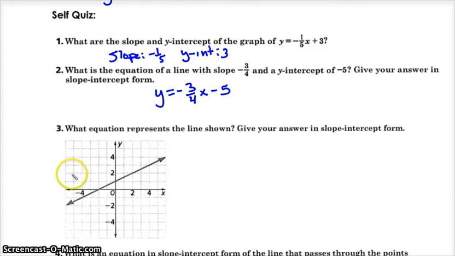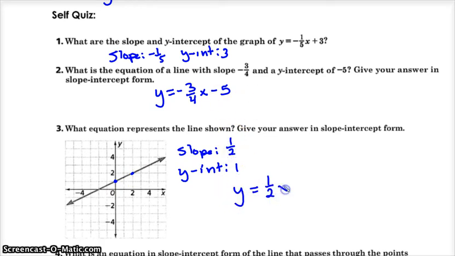In number 3, which equation represents the line shown? You needed to find the slope and the y-intercept. I like to do both of these visually if I have a graph. So the y-intercept here is 1, and the slope, to get from this point to the next, I have to go up 1 and over 2, so my slope is 1/2. My equation then is going to be 1/2 x plus 1.